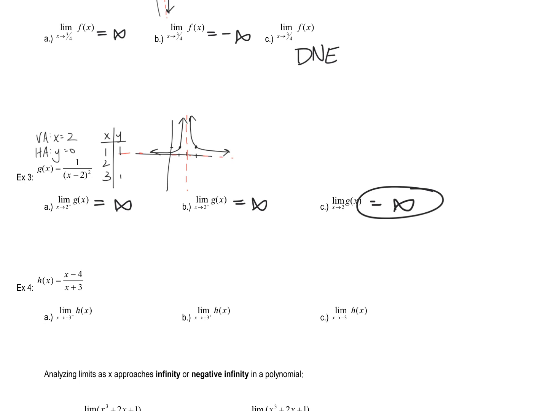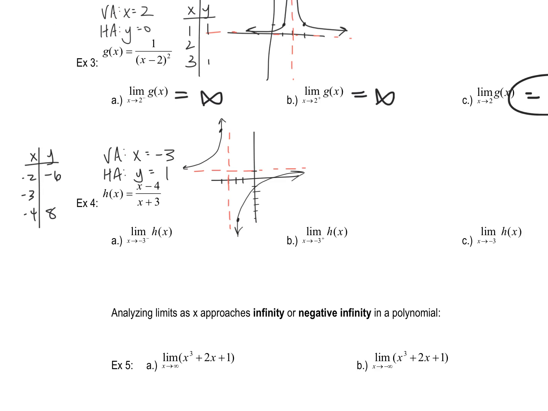Remember, the limit for your left hand and your right hand have to be the same in order for the limit to exist. My two hands are meeting up in the sky. Positive infinity. Those are the same from the left from the right, therefore the limit exists. All right, so here's our last one.